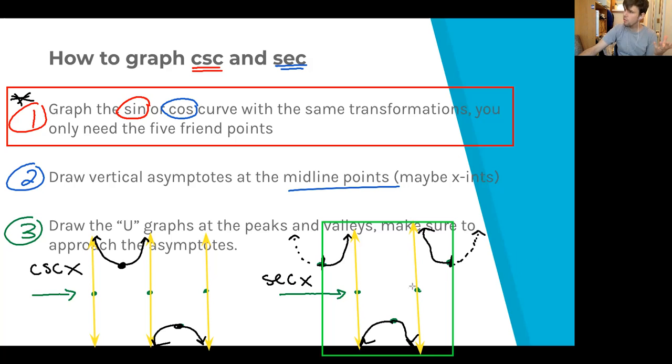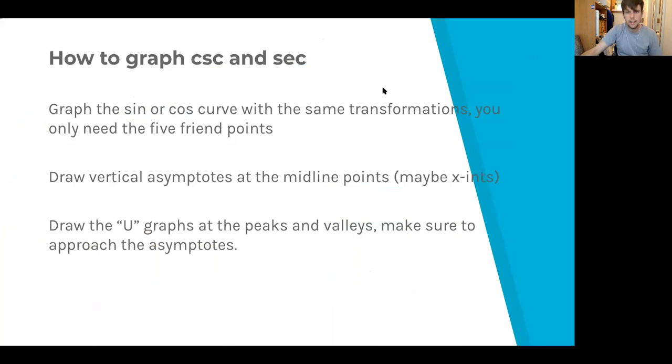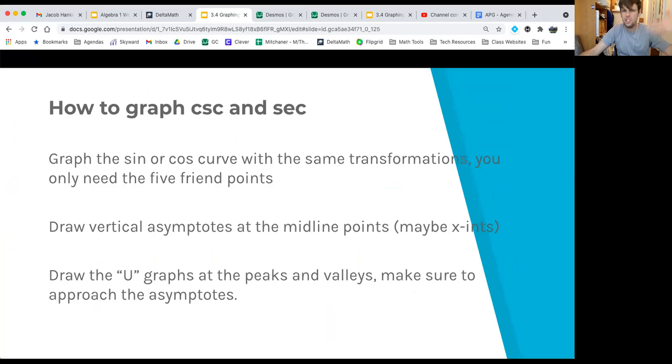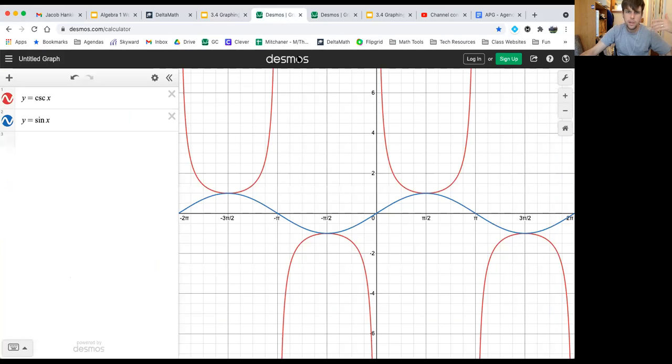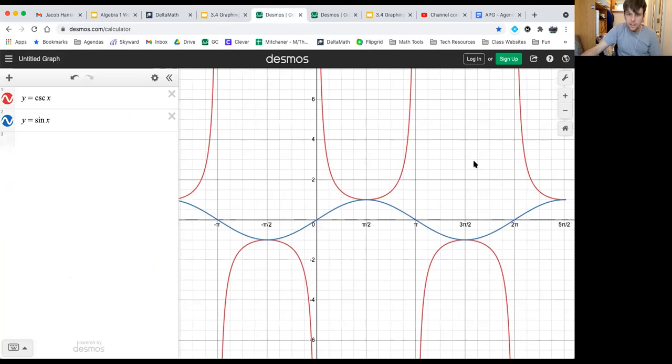So secant looks a little funkier than cosecant, but it's still just based on the cosine graph, and we just make sure we draw all these things. Anyway, let's go ahead at this point and take a look at the Desmos graph. Let's see some more cycles of it, just examine what's going on there. So let me open these up. So here is cosecant. I went ahead and graphed these ahead of time.